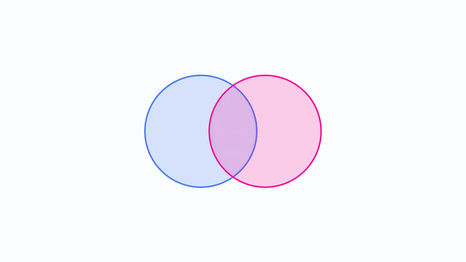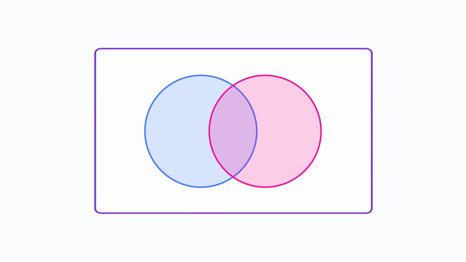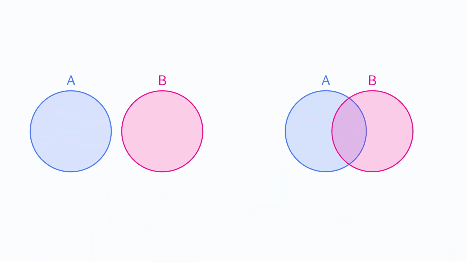The two sets can also be subsets of a universal set. In that case, the two circles are enclosed by a rectangle. The rectangle represents the universal set. Let's start with two sets, A and B.